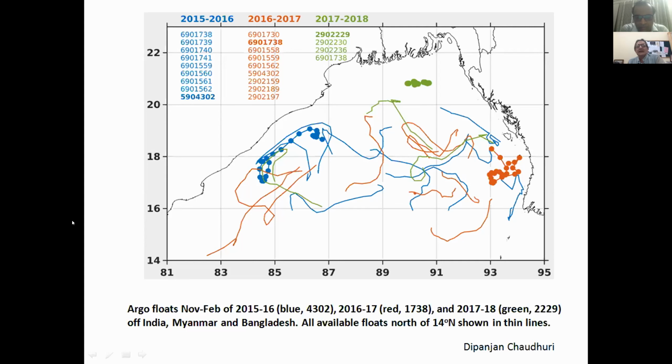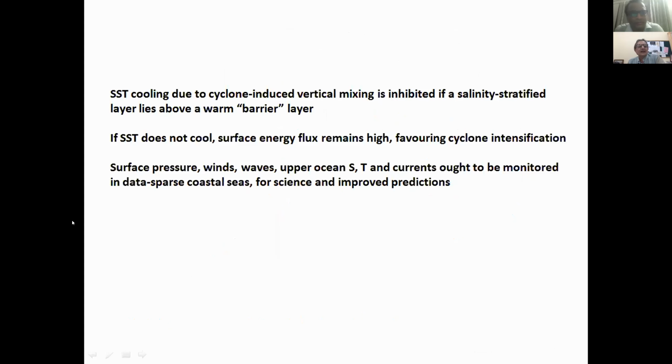So my conclusion slide, I've tried to write down some of these things. SST cooling, sea surface temperature cooling due to vertical mixing under storms, is inhibited if a salinity stratified layer lies above a warm barrier layer. And there are 2 reasons for this. One, because you have to supply potential energy to break through that salinity stratification. And then the water underneath is very often warm, and then you're only mixing up warm water with the surface water.